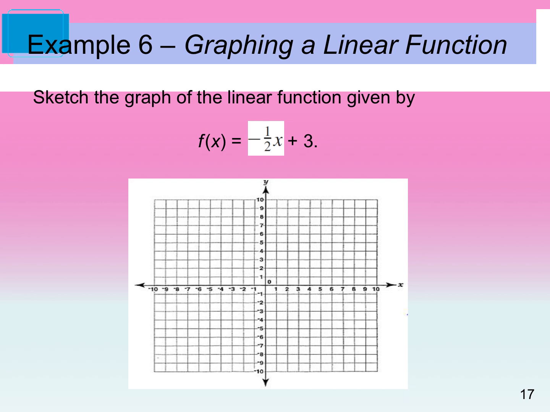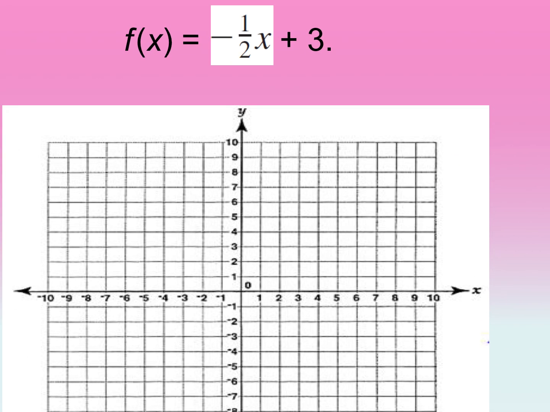So on the next page, we're going to sketch the graph of the linear function. We always want to start with our y-intercept. So our y-intercept would be 3. So we're going to cross the y-axis at 3. Put a point there. And then negative 1/2 is our slope.